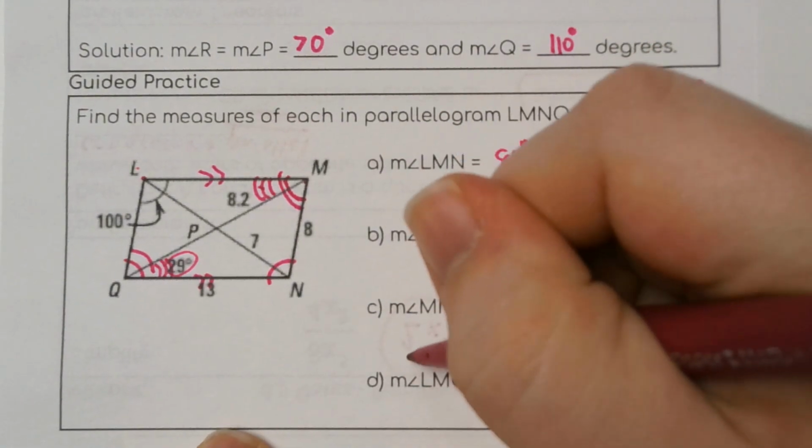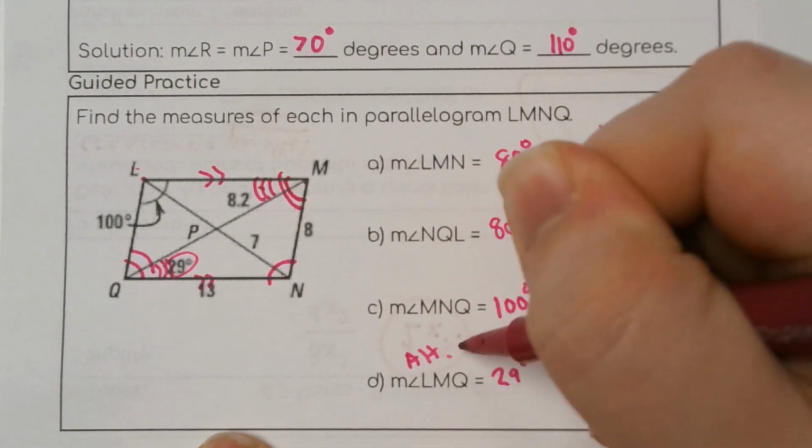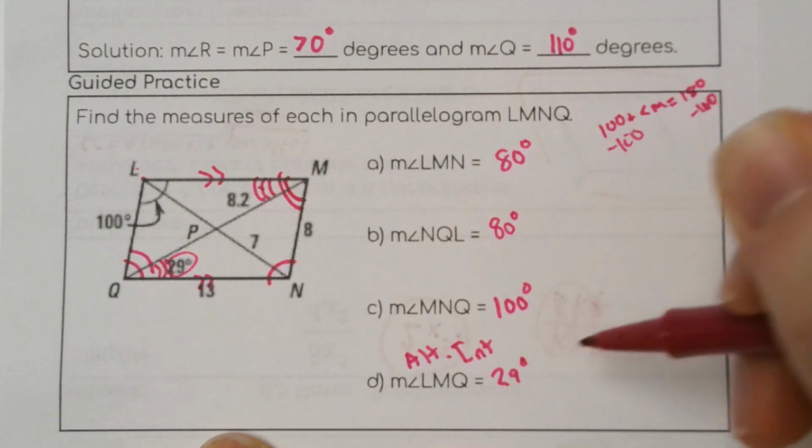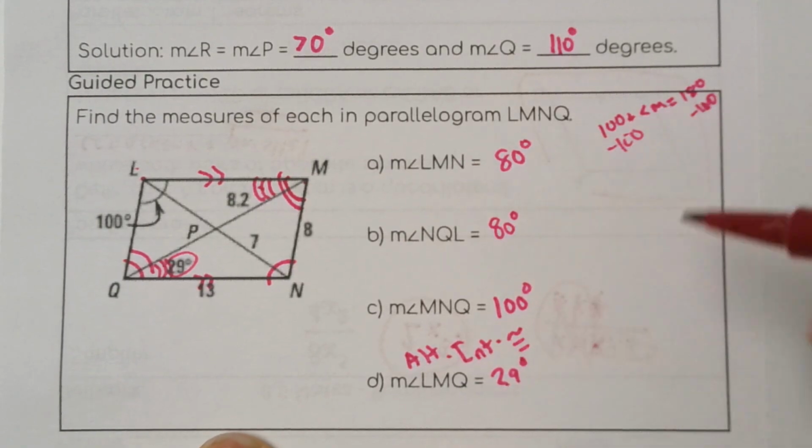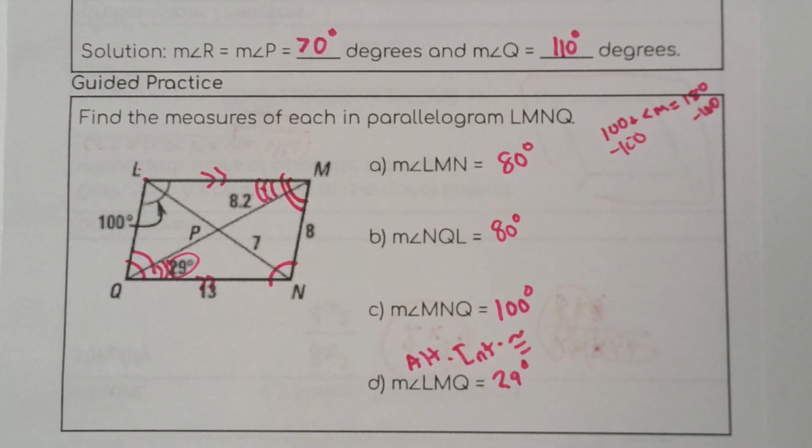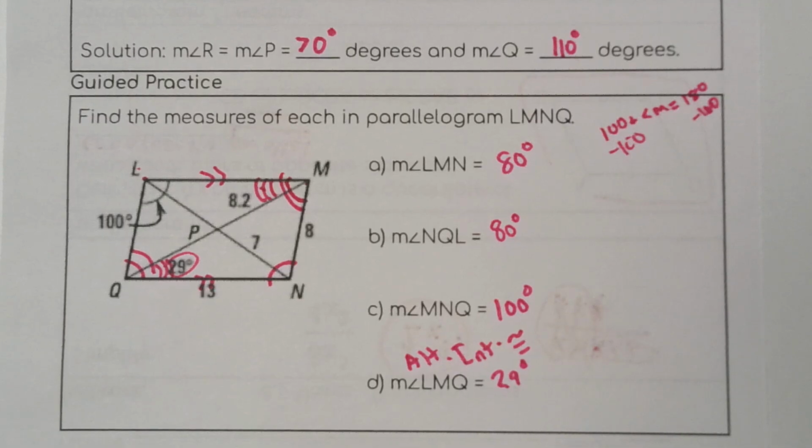Okay. So you can also get alternate interior angles in this. And alternate interior angles are congruent. That was our challenge to see how many of us got that. All right.